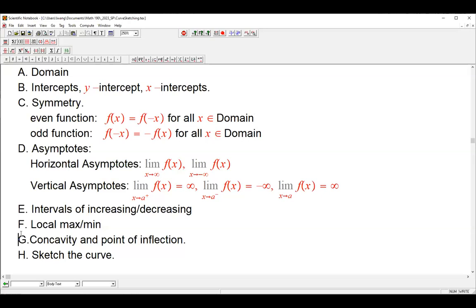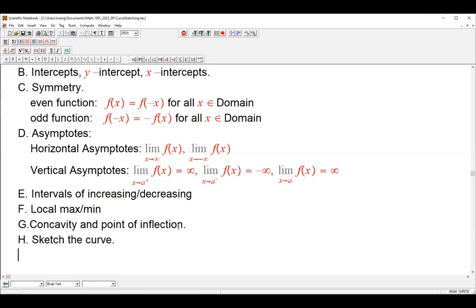For example, we're not going to be just using polynomials. We're going to be using rational functions, some exponential functions, and we might be using some trig functions, right? So we will get to use these functions that we have learned before to see how we can explore all of these items from A to H. Okay, so let's get started.